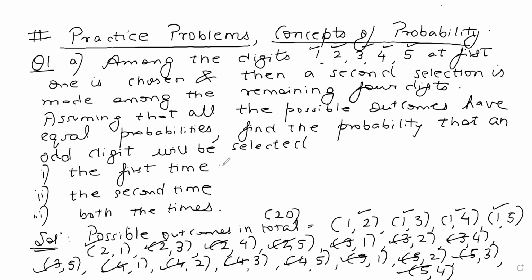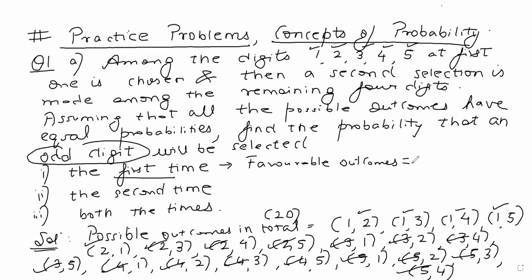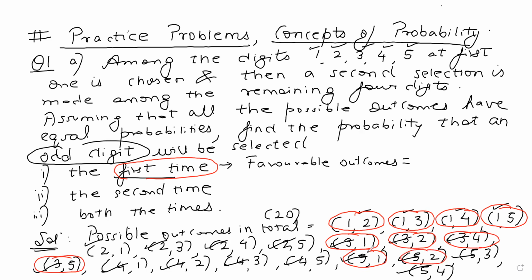Now let's find the favorable outcomes. We want an odd digit to be there the first time. The total possible outcomes is my sample space. What are my favorable outcomes? I'm using red color now to solve the first one. I want the odd digit to be there the first time. So this is possibility 1, 2, 3, 4, then 5, because 3 is an odd digit, 6, 7, 8, and then 9, 10, 11, and 12.